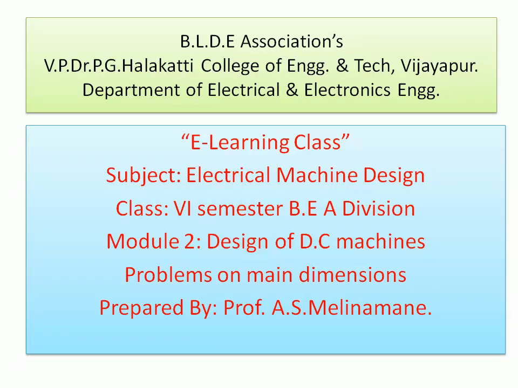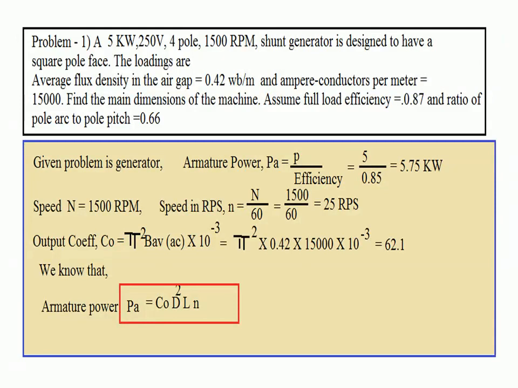Good evening, students. Today we have to see some problems on main dimensions of the DC machines. Problem number 1, you go through that. The given problem is a generator.